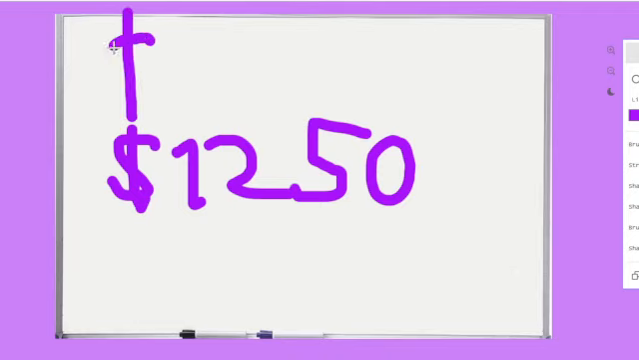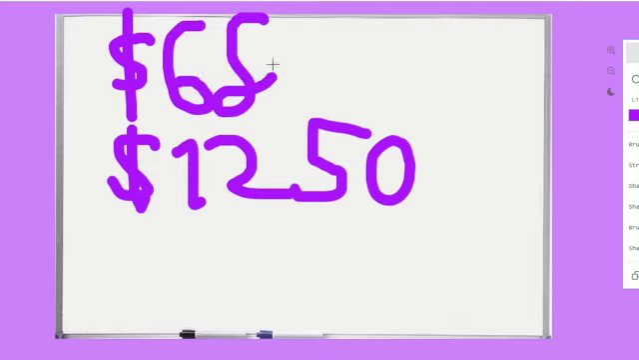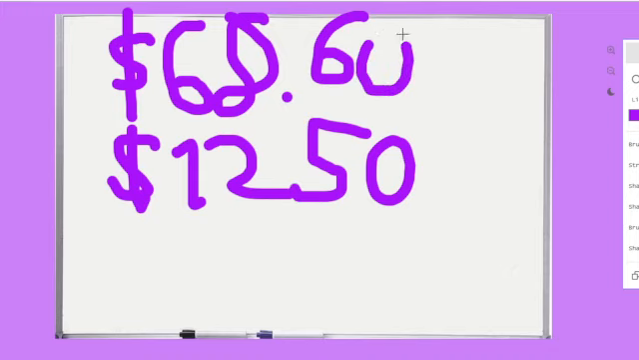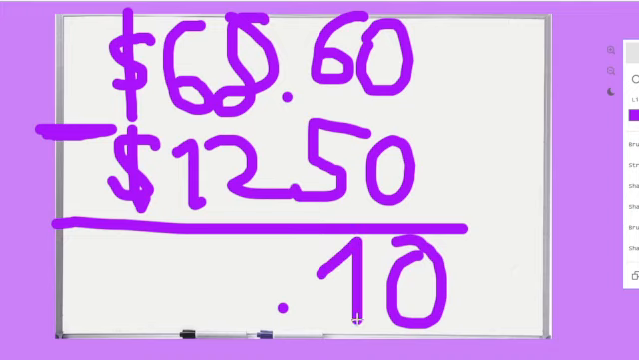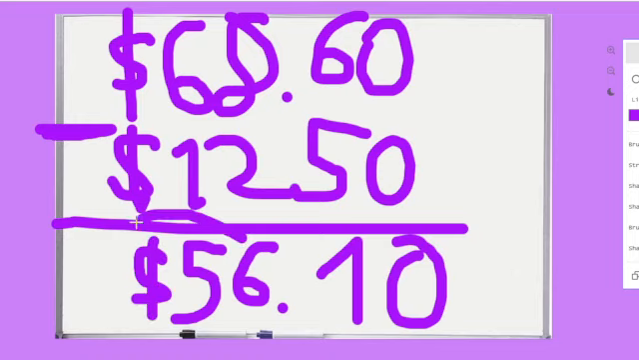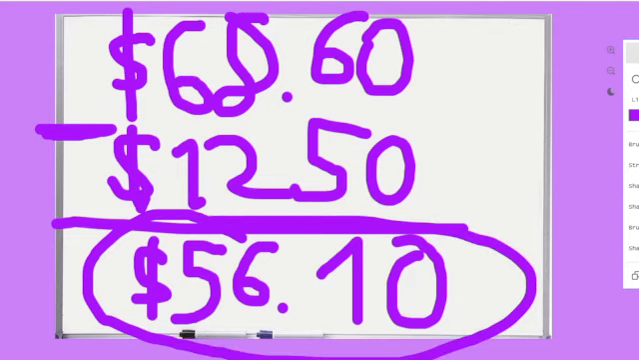And the original amount was 68.60. And that minus this amount. So 0 minus 0 is 0. 6 minus 5 is 1. 8 minus 2 is 6. And 6 minus 1 is 5. So that's how much money you would have left.